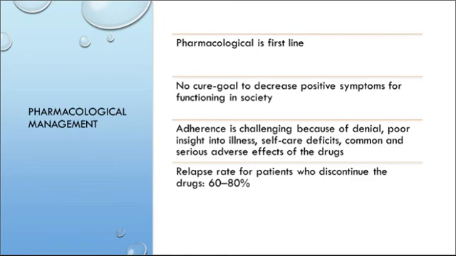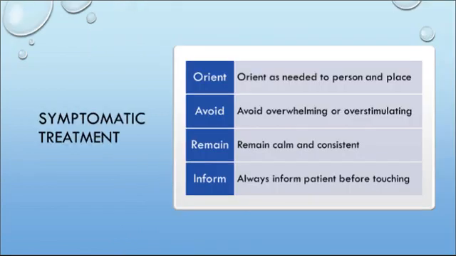Pharmacological management. Pharmacological management with schizophrenia is your first line. There is no cure. There's no cure for dementia, Alzheimer's. There's no cure for schizophrenia. Just trying to manage symptoms and keep them as functional as long as possible. Adherence is challenging. The biggest goal, priority that you have for their management is compliance with medications. 60 to 80%, I think 80% is more accurate, is the relapse rate for patients who discontinue their pharmacological management.